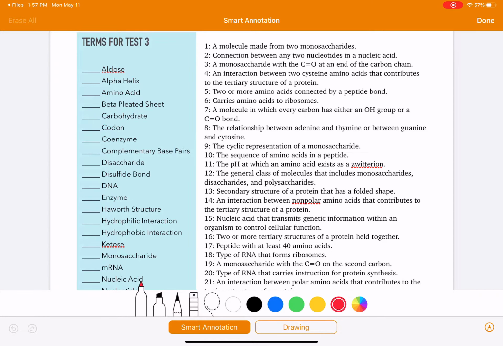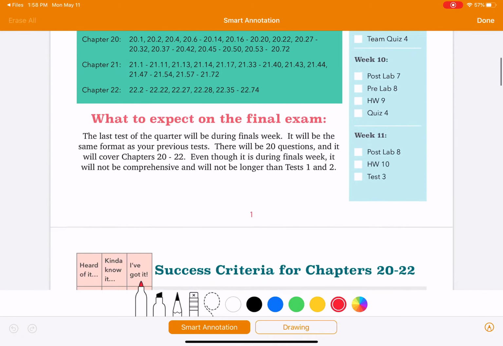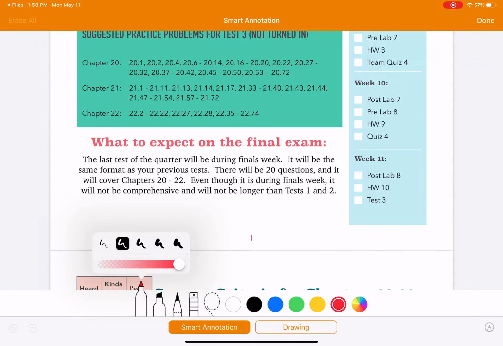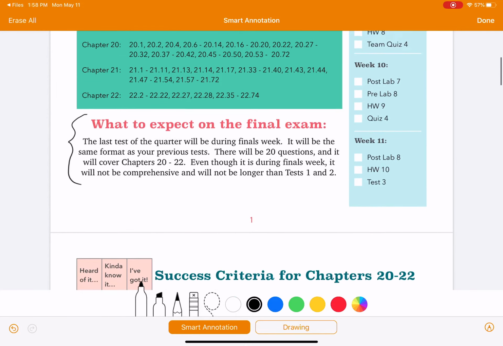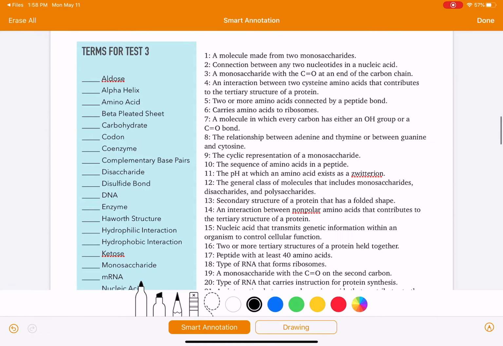Let's go over the study guide for test 3. And actually, before we go through this, I want to point out it's very common for people to assume that test 3 is a comprehensive test because it's during finals week, but it's not a comprehensive test. It's just on chapters 20, 21, 22. So it's just like a regular test, 20 questions, just covering those 3 chapters. Nothing to freak out about.